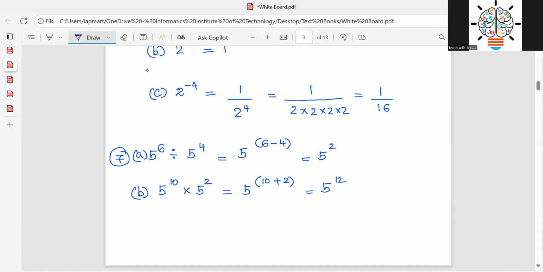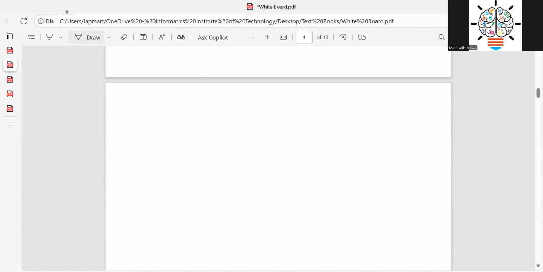So if you have the same base value and it is a multiplication, you want to add the indices. If you have the same base value when you have the division, you subtract the indices. That is how it works. So then we will move to question number 8.